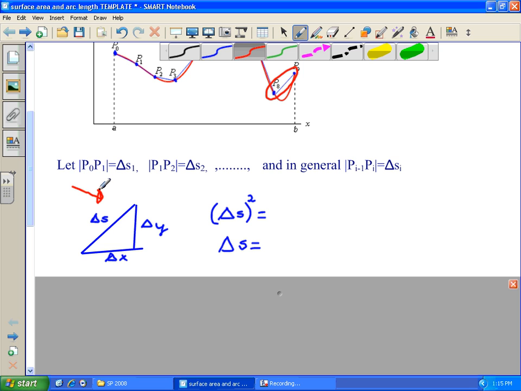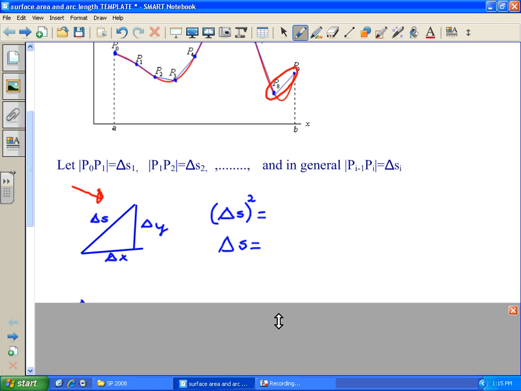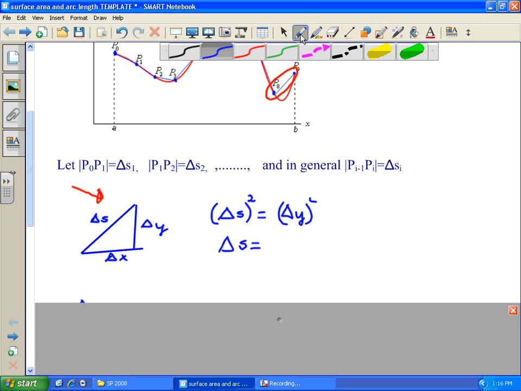Now, first of all, we want to have an idea what delta s is in terms of delta x and delta y. So first of all, can you tell me what delta s squared is in this picture using the Pythagorean theorem? What is delta s squared? Exactly. By using the Pythagorean theorem, it is delta y quantity squared plus delta x quantity squared. The square of the hypotenuse is the sum of the squares of the legs.